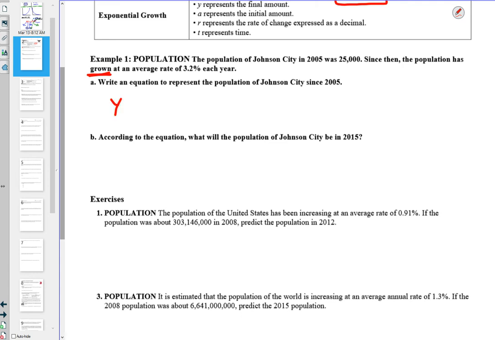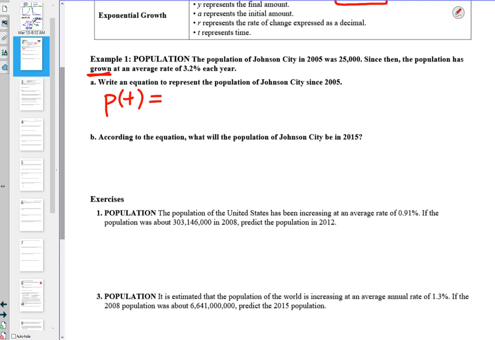If you just want to use y equals, that's fine. If you want to be fancy and use function notation and even use letters to help you remember, what are we measuring here? Population. And what is population going to depend on? And year is a type of? Time. Good. So population depending on time is equal to.